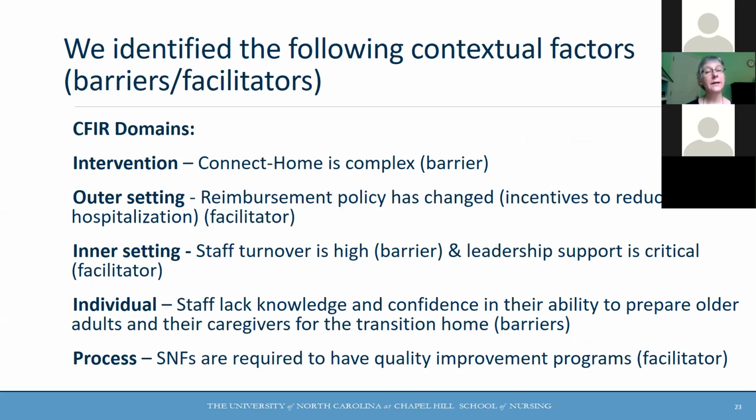So some of the contextual factors that we identified, and these are organized by the CFIR domains. At the intervention level, Connect Home is a complex intervention, and it is hard to implement complex interventions. At the outer setting level, reimbursement policy has changed over the past few years, creating financial incentives for skilled nursing facilities to reduce hospitalizations. And that is a driver for nursing homes to participate in this intervention. At the inner setting level, staff turnover is high and leadership support is critical. At the level of individual SNF providers, staff lack knowledge and confidence in their ability to prepare older adults and their caregivers for the transition home. And in terms of processes, skilled nursing facilities are required to have quality improvement programs.